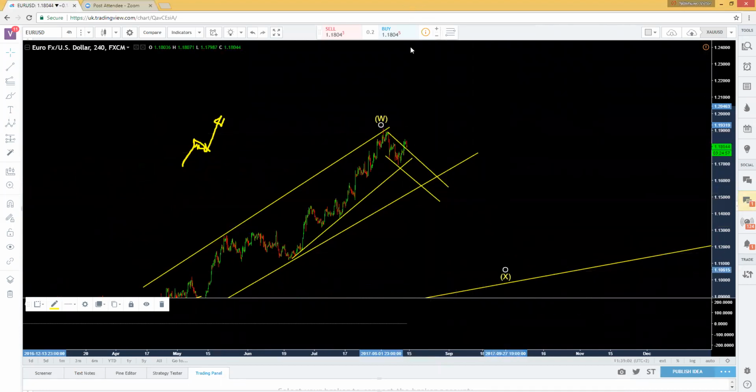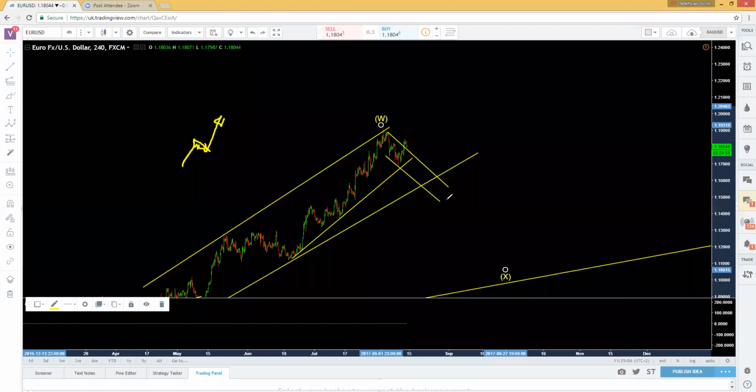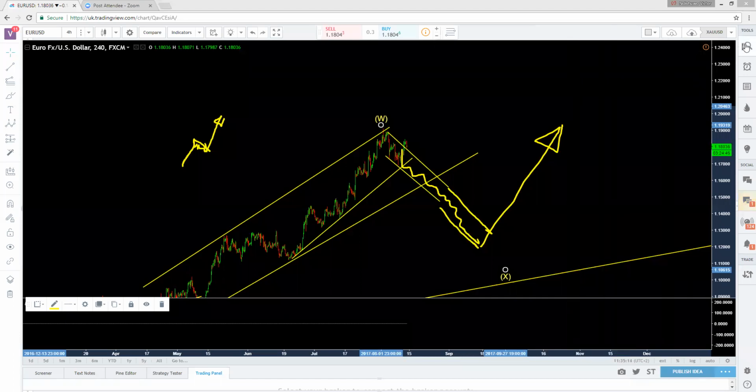So that's my bias for now, that we're going to get a deeper correction before we actually go up. But we'll let the market guide us, right? Okay, next pair.